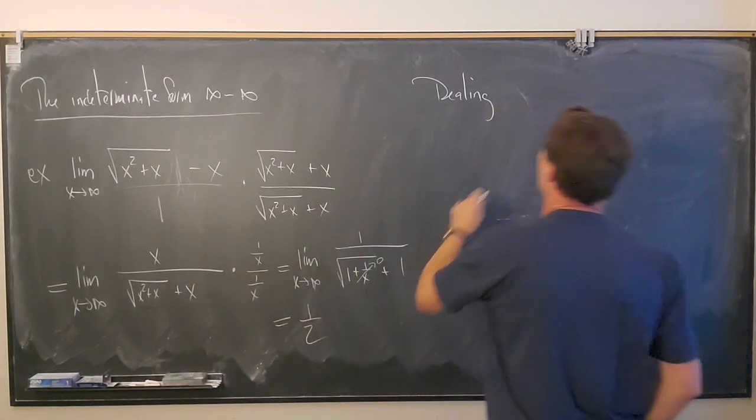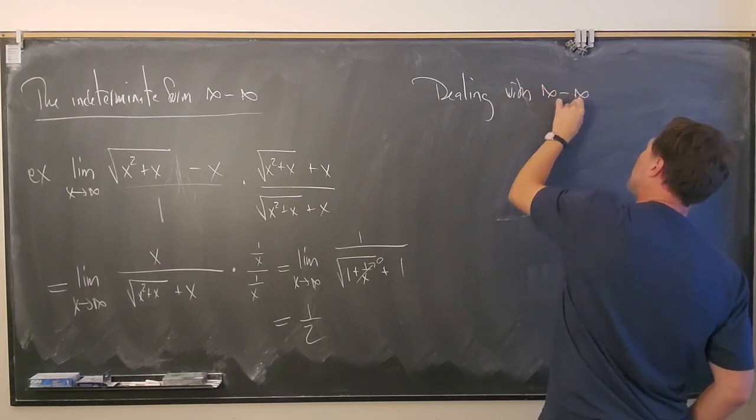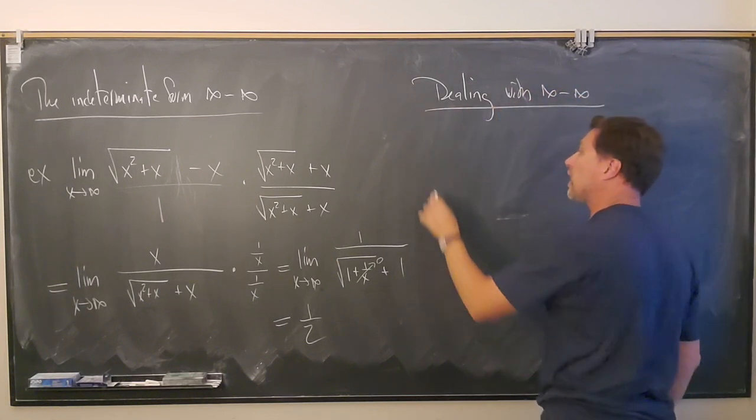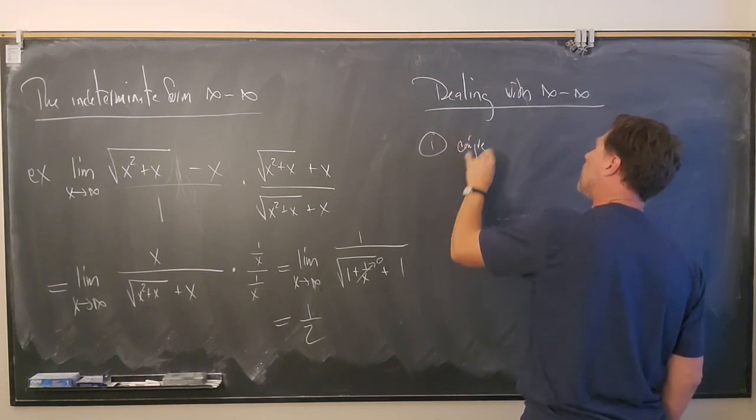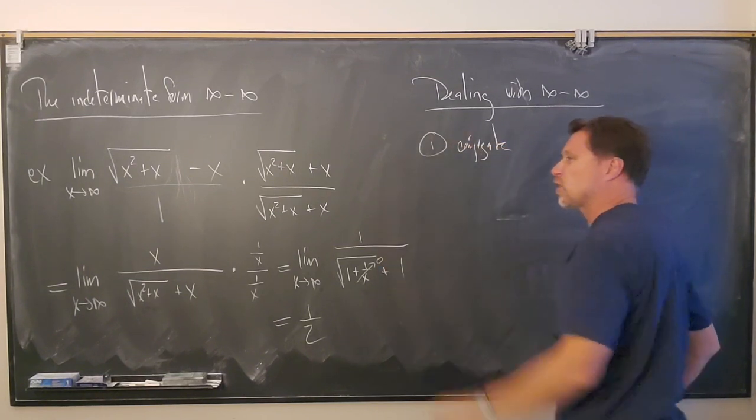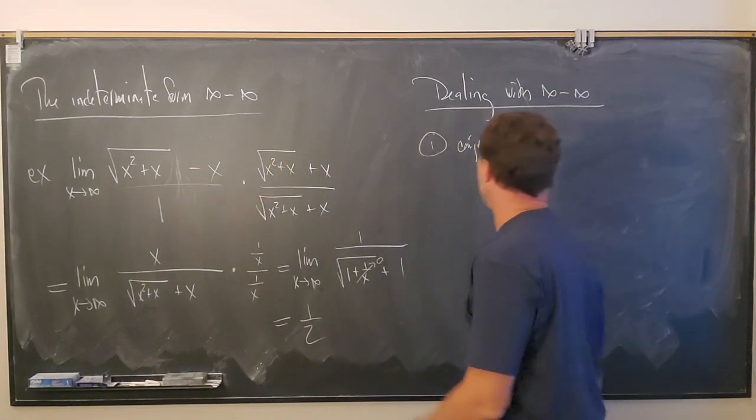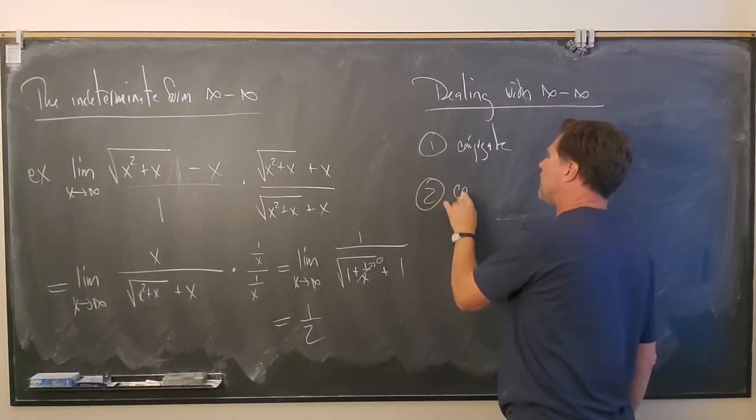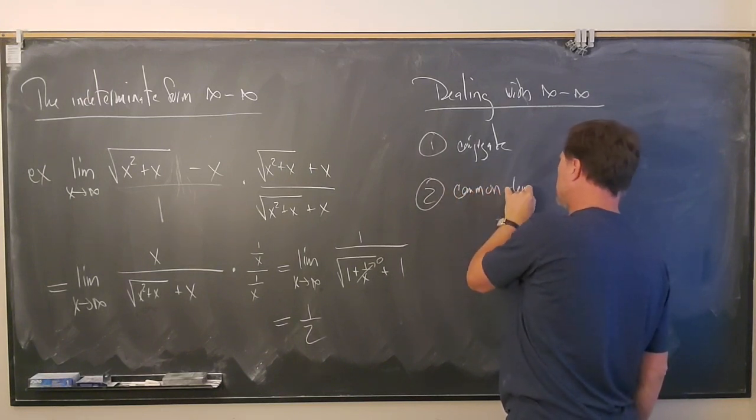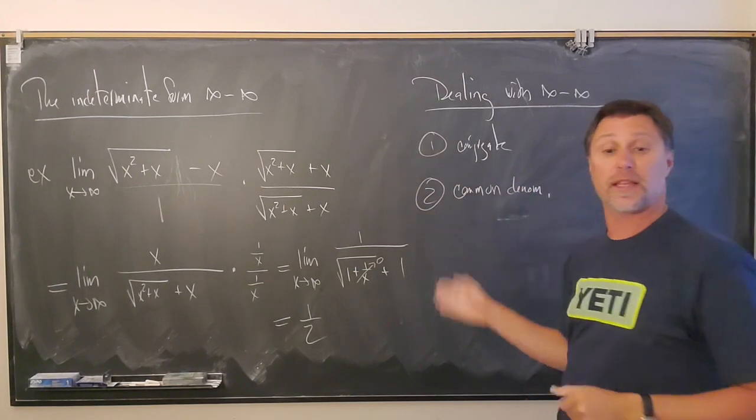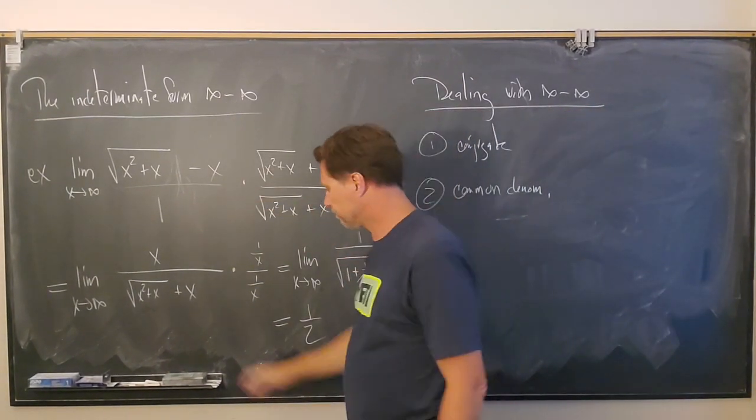So dealing with infinity minus infinity, here's a couple of things that can work. Conjugate. If you see square roots, complicated square root expressions, this trick right here from algebra can help you. Second, getting a common denominator. I think in some of your homework problems, just by getting a common denominator, that'll clear things up. It'll get rid of any instance of infinity minus infinity.